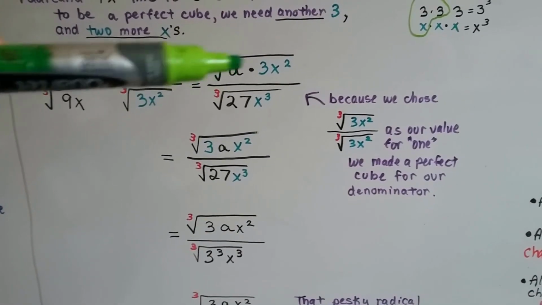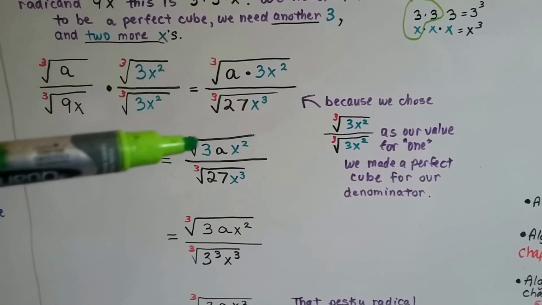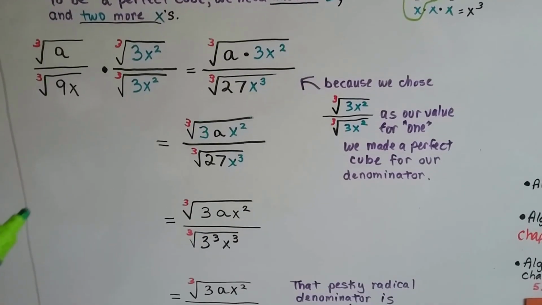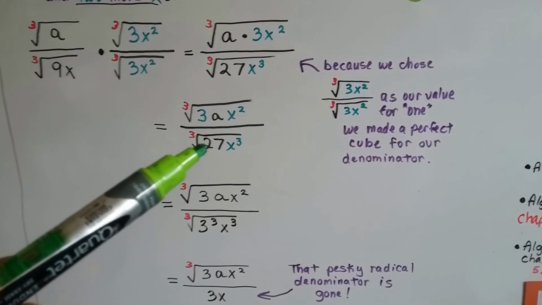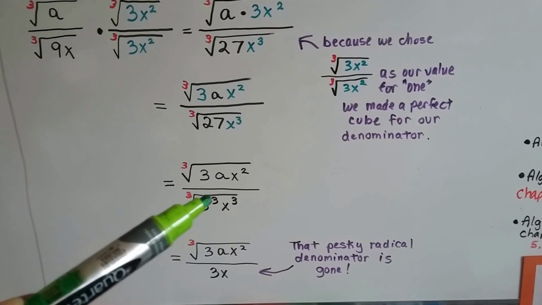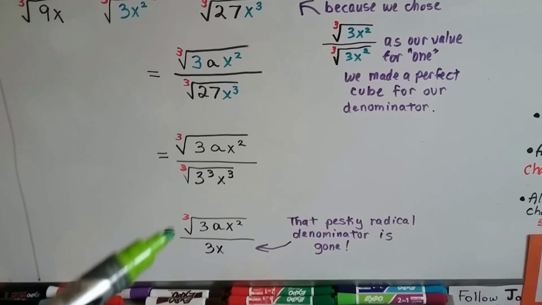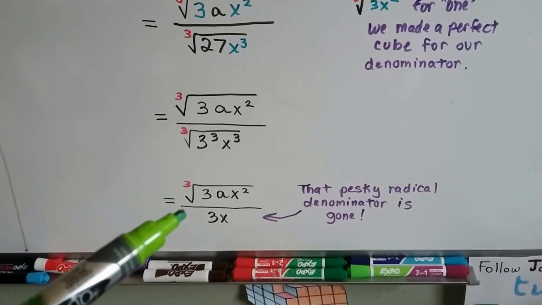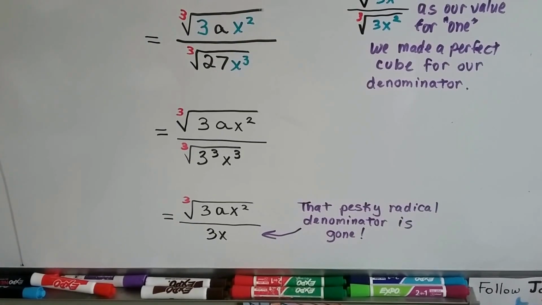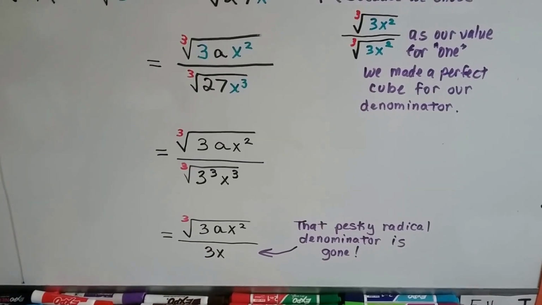So now this can be rewritten in a better order, so it says 3ax squared, right? Tuck the a back behind the 3. And 27 is a perfect cube. It's 3 times 3 times 3. It's 3 cubed. See? So now this has an exponent of 3, that has an exponent of 3, and we've got a cube of 3. We can pull all of that off and just have the cube root of 3ax squared over 3x. And we got rid of that radical denominator. It's gone. He's such a troublemaker. We got rid of him though, right?